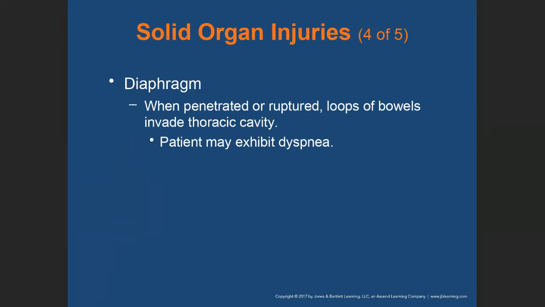Diaphragm. The diaphragm, when penetrated or ruptured, loops of the bowel invade the thoracic cavity. So if there's an opening in the diaphragm, the negative pressure inside of the chest can start to pull the intestine into the thoracic cavity, and the patient can actually get what is referred to as a tension gastrothorax. Not something that you need to be familiar with at your level, definitely for paramedics or higher.